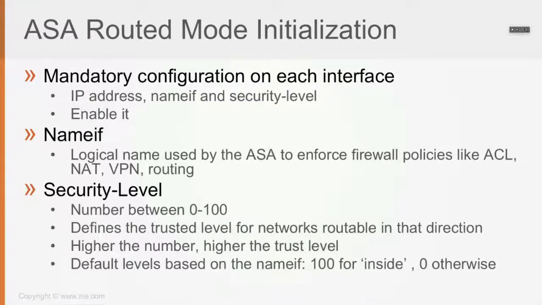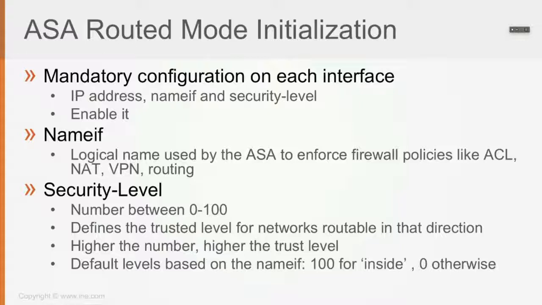And then a security level is a number between 0 and 100. You can also put 0 or 100. It's going to define a default trust level for networks routable in that direction. So each interface needs to have a security level, a number in that range, and the higher the number, the higher the trust level.